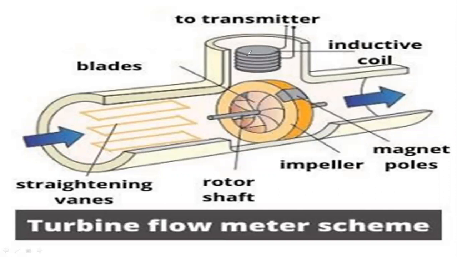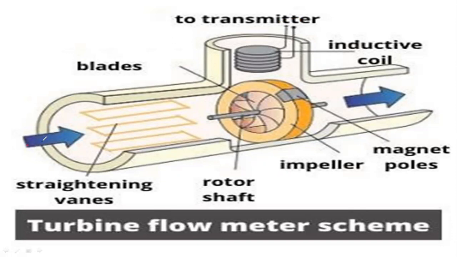When the fluid is passing through at high speed, the turbine vanes are rotating at very high speed. When the fluid is passing through the pipe at a low flow rate, the turbine speed is low. So in this operation, we can calculate the flow rate by using this turbine flow meter.